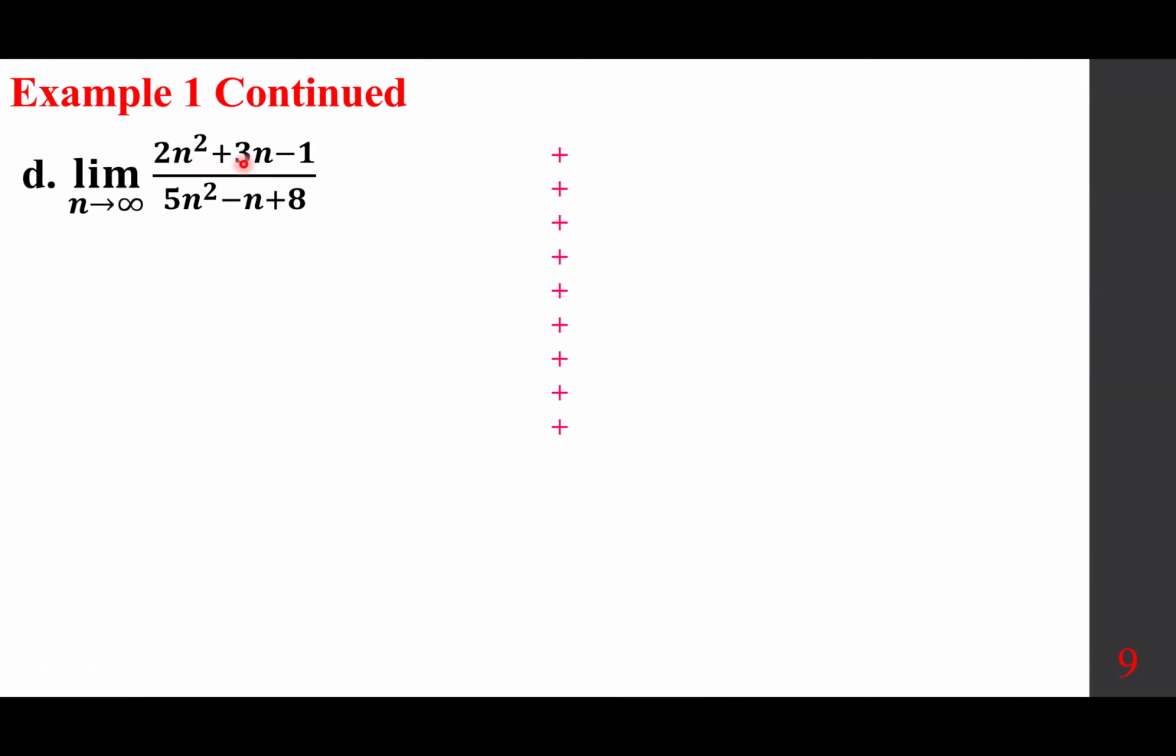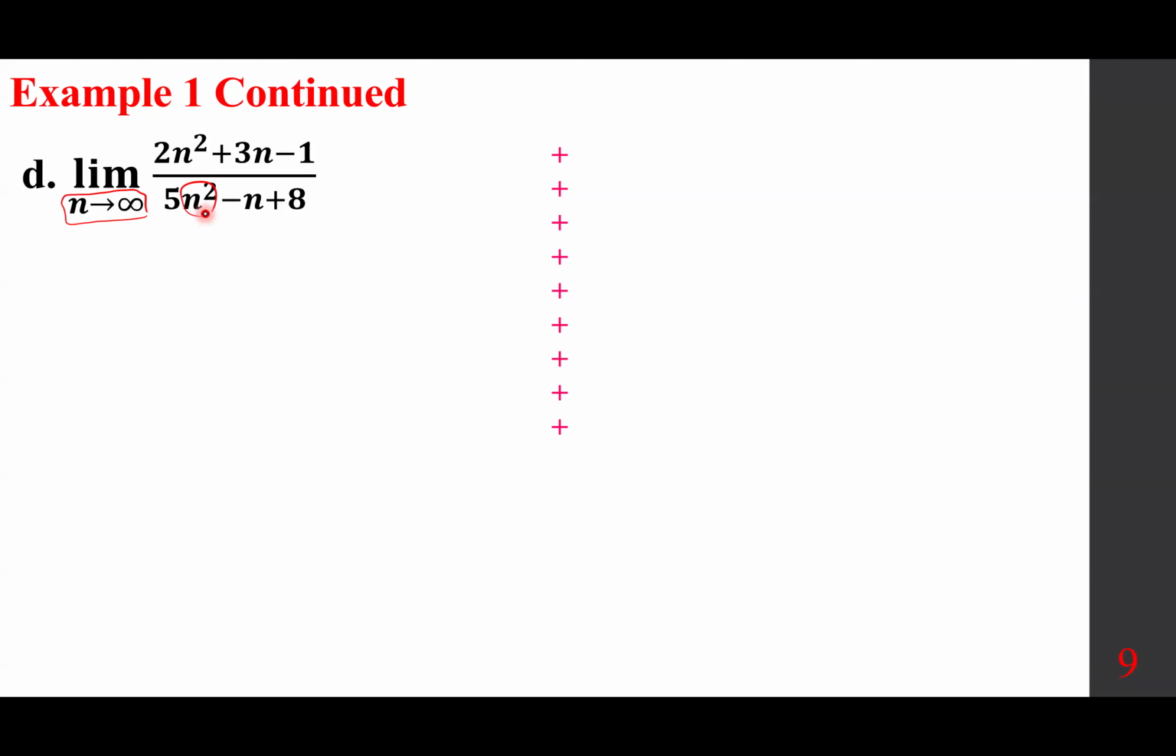The limit of (2n squared plus 3n minus 1) over (5n squared minus n plus 8) as n approaches infinity. Whenever you have a rational expression and n is approaching infinity, you divide by the highest degree term in the denominator, which is n squared, because if you don't, you plug in and get infinity over infinity.